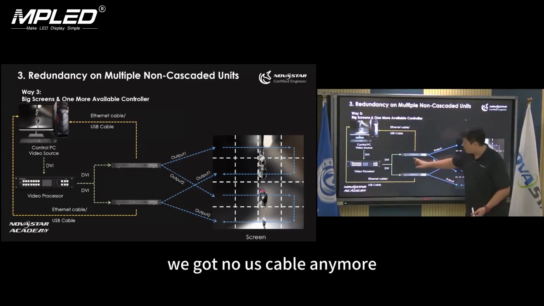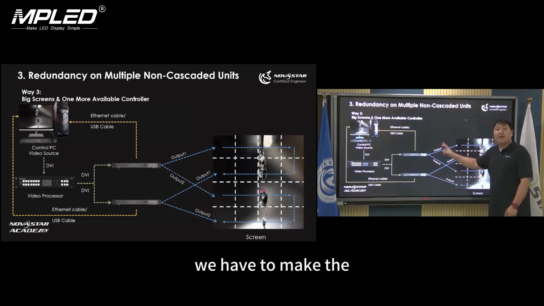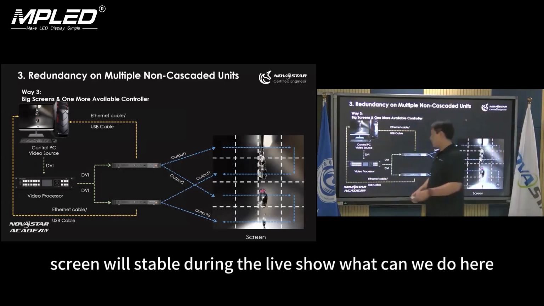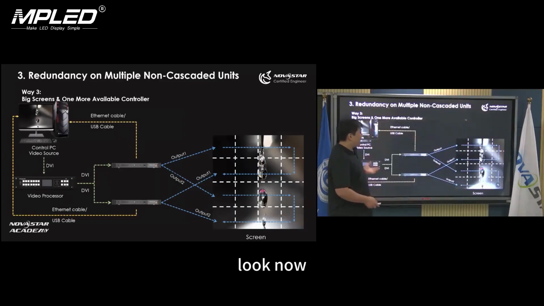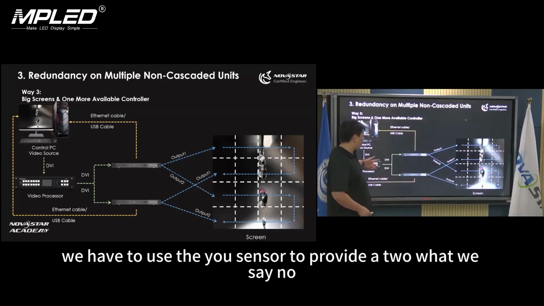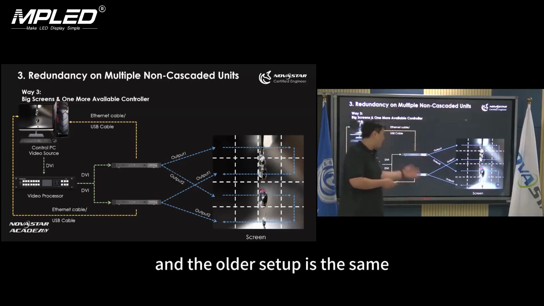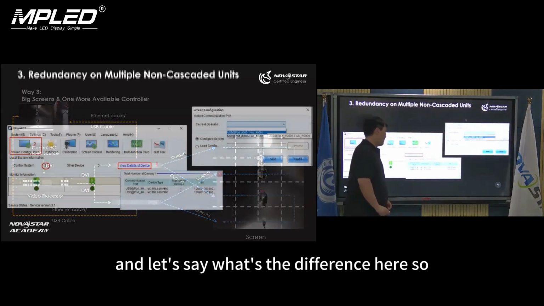Let's say we got no USB cable anymore, but we have 2 devices. We have to make the backup for them, and we have to make the screen really stable during the live show. And what can we do here? Look, now we have to use the loop sensor to provide 2 video signals, and all the structure is the same. And let's say what's the difference here?